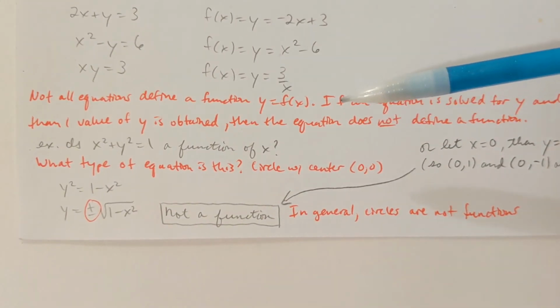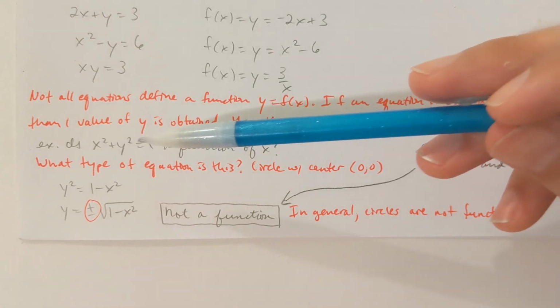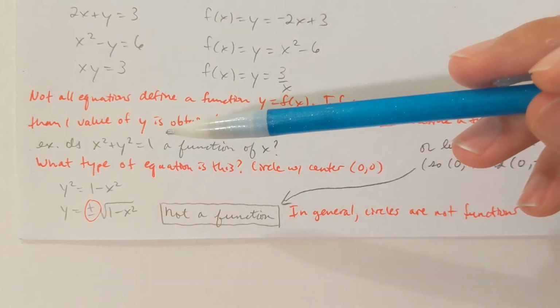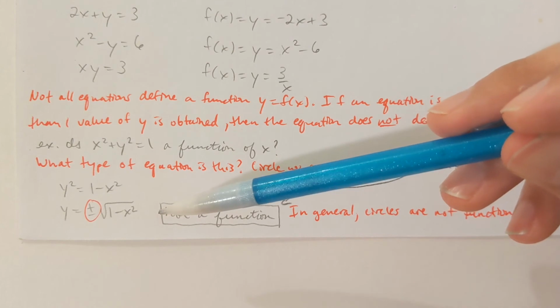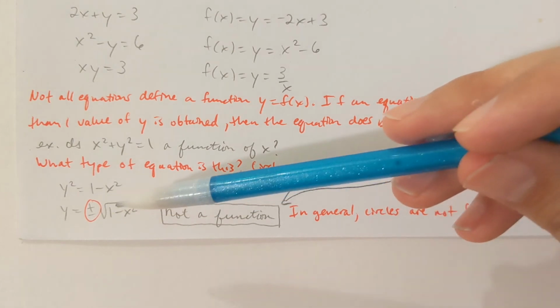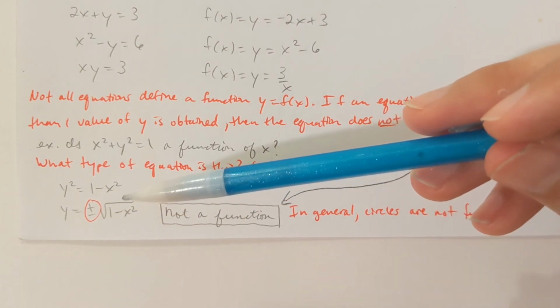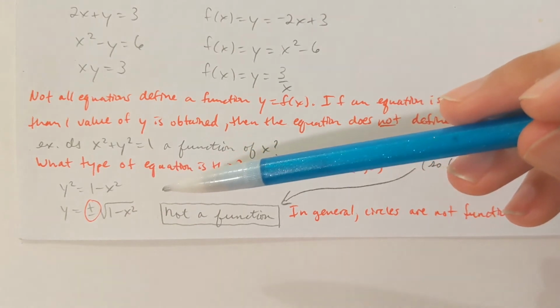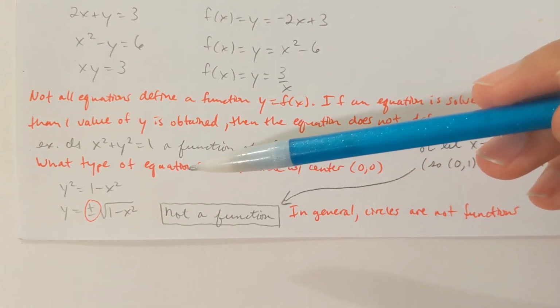In general, circles are not functions because every time you're going to have an equation with a y squared term, and so at the end of the calculation you're going to take the square root of both sides, and have to deal with this plus or minus situation like what we have here. So a circle is not a function.